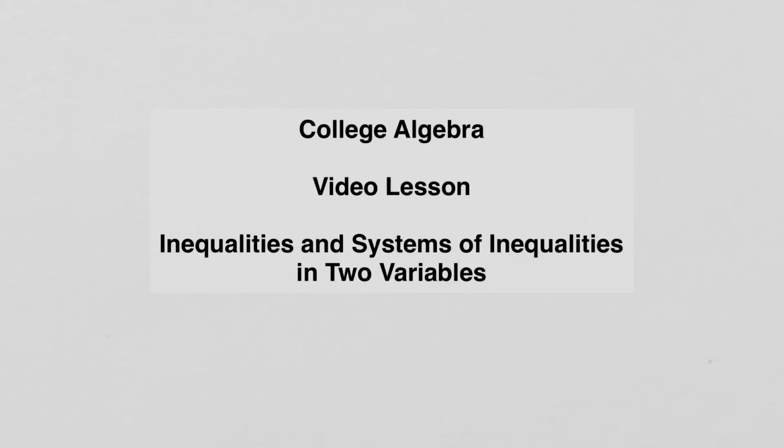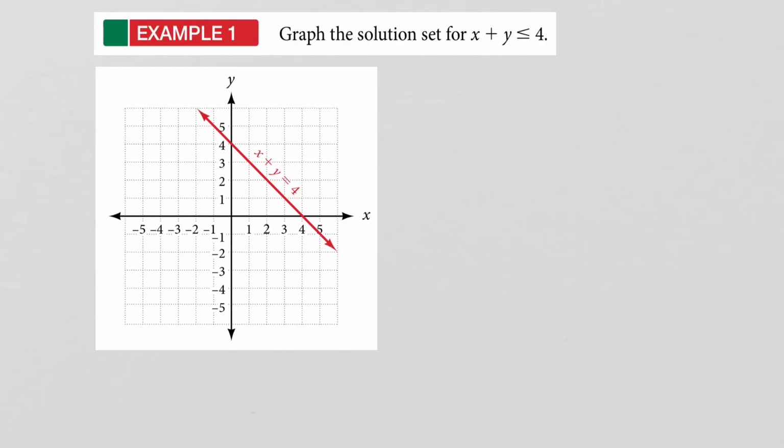Inequalities and systems of inequalities in two variables. Let's consider the inequality x plus y is less than or equal to 4. We want to graph the solution set. So what we need are all the pairs of x values and y values that satisfy this inequality.